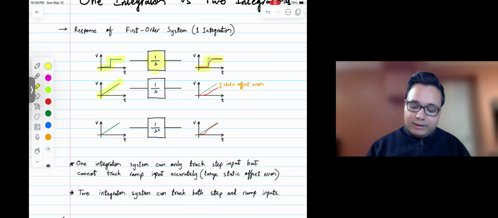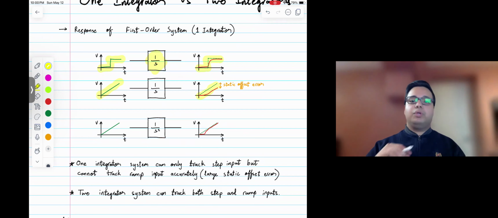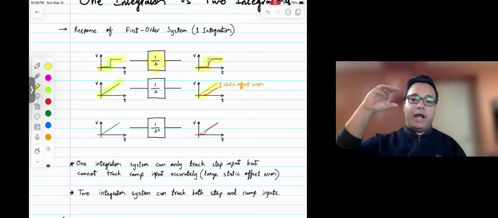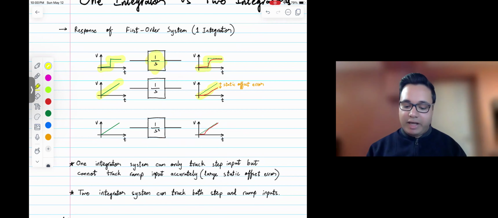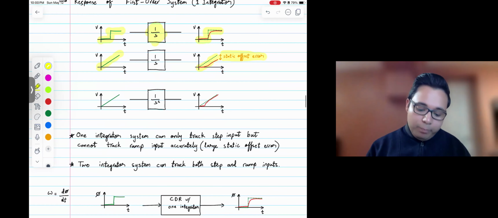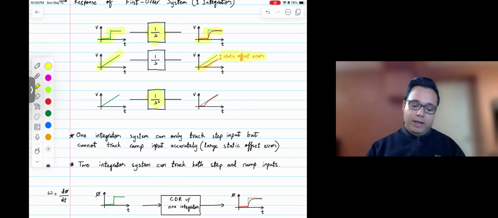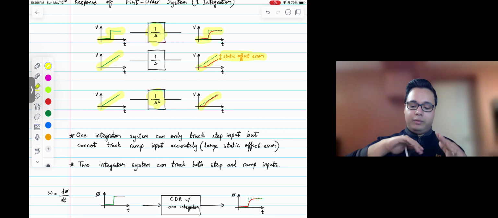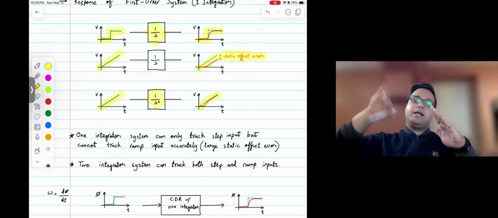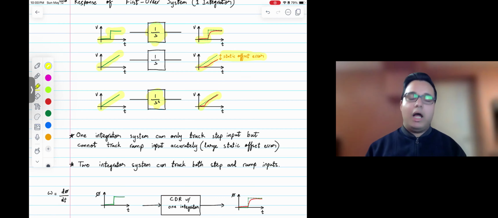Then this system would not be able to completely or properly track this ramp. In fact, there would be some sort of static phase error that happens. So how do you deal with that? Well, if you have two integrators in the loop, then it can track a ramp input, and it would be able to give you an output that tracks the ramp input with very little static phase error.